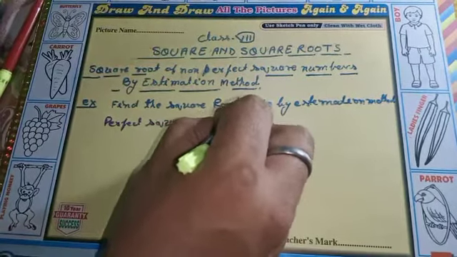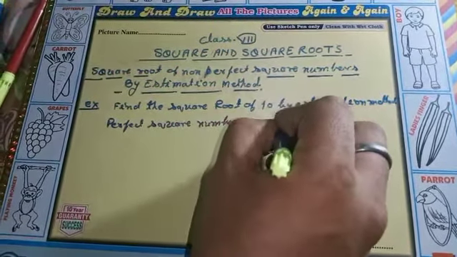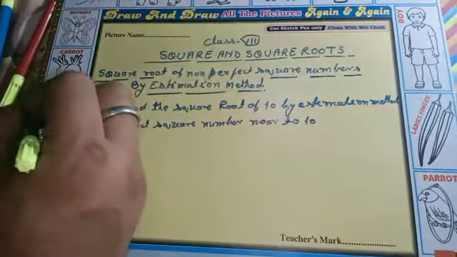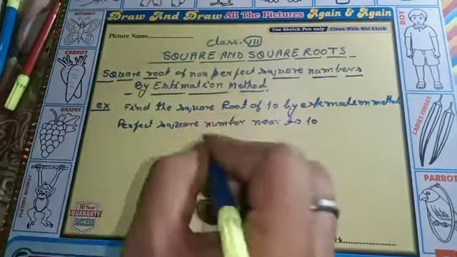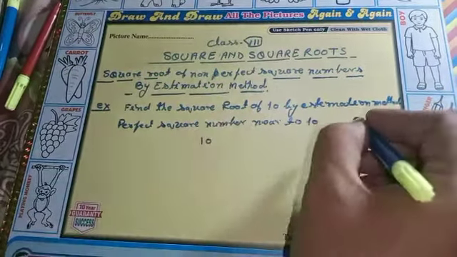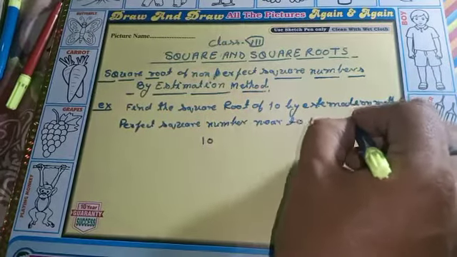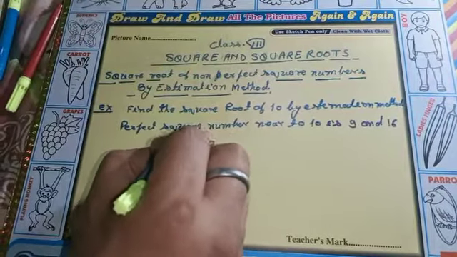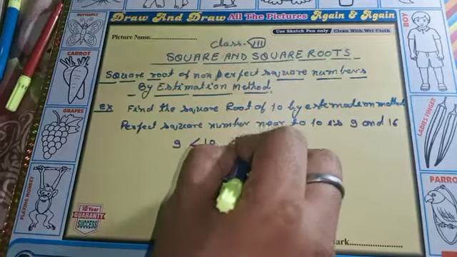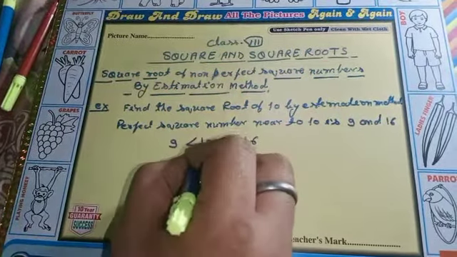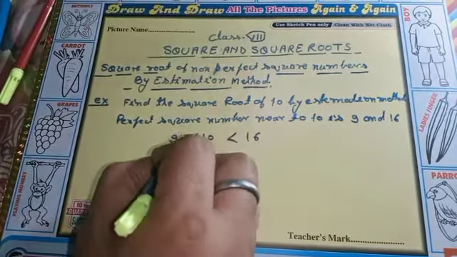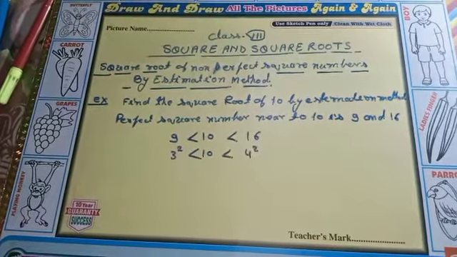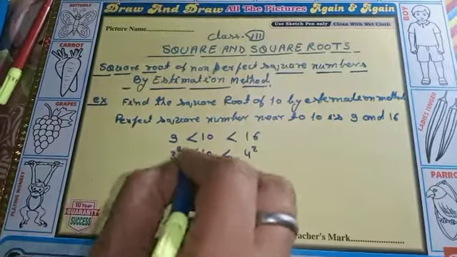Perfect square numbers near to 10: first 9 and second 16. This means 10 is greater than 9 but less than 16, which means 10 is greater than the square of 3 and less than the square of 4. So the square root of 10 lies between 3 and 4.